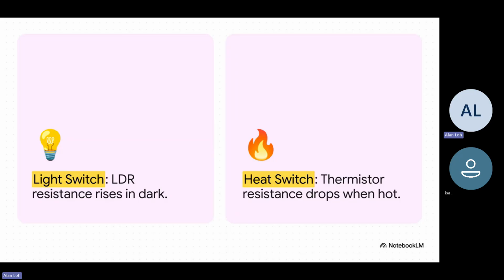Or swap that LDR for a thermistor. If a room gets too hot, the thermistor's resistance drops, hitting the threshold and triggering a fire alarm. This right here, this is the literal physical bedrock of our modern automated world.